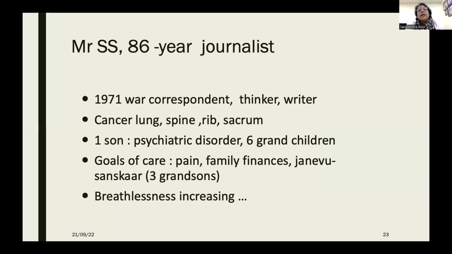This is an 86-year-old journalist. He has lung cancer spread to his spine, ribs, sacrum. He has a son who is a psychiatric patient. He has 6 grandchildren. There are certain goals for this family. They have 3 grandsons waiting for their Janeu Sanskar. There are limited family finances. The patient is going through such a lot of pain. Slowly, the cancer is spreading, and this patient is having an increase in breathlessness.